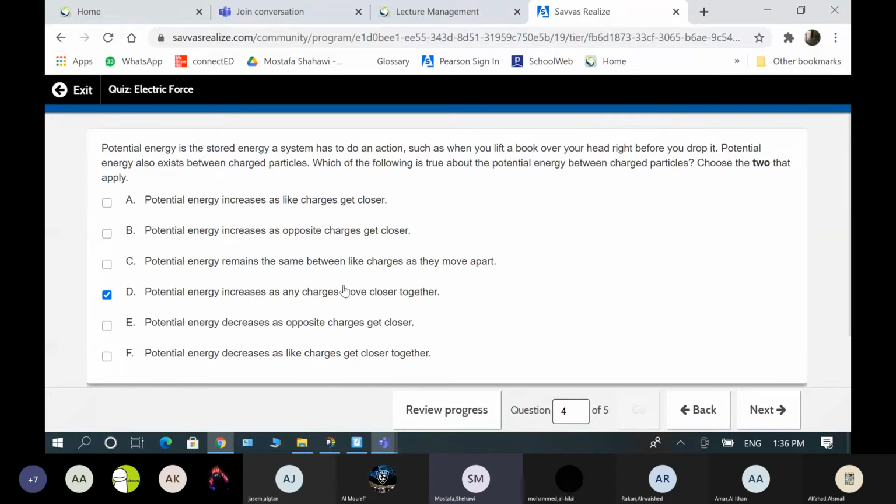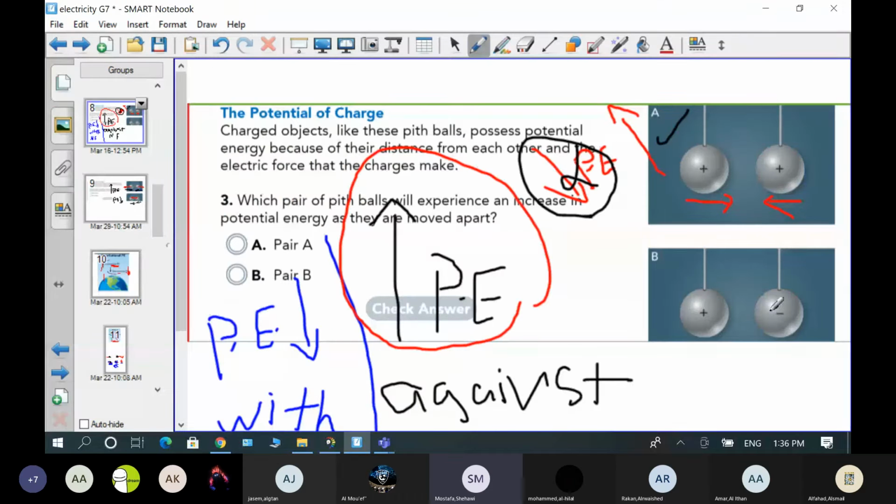Read it. Potential energy increases as any charges move closer to them. So let me try this one. Let me pick these two and try to get them closer. They are positive and negative. They are already attracting each other, so they don't need energy to get closer. They already get closer by themselves. So what should we do?